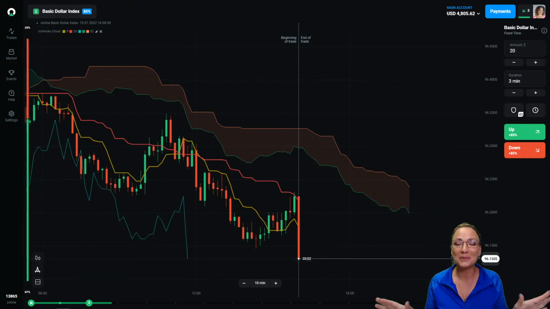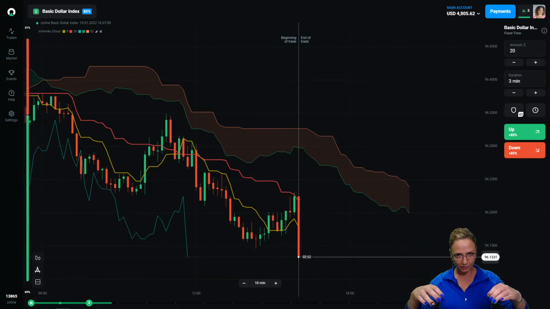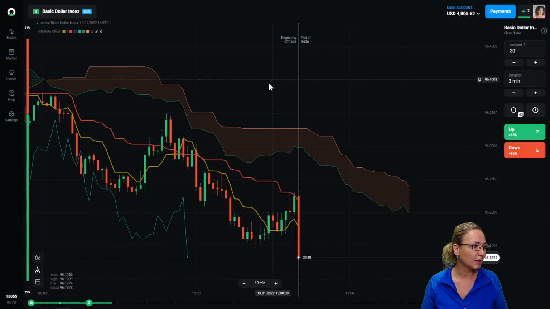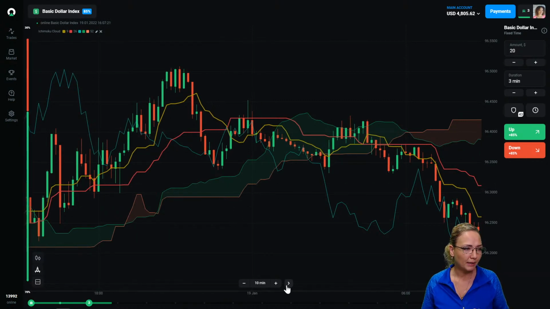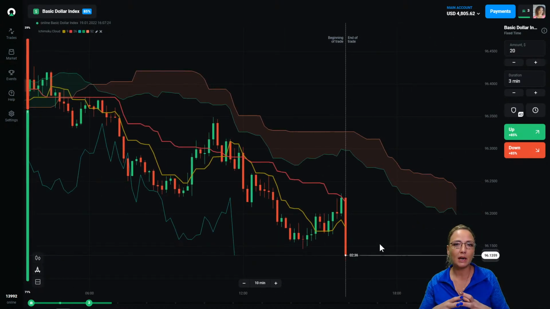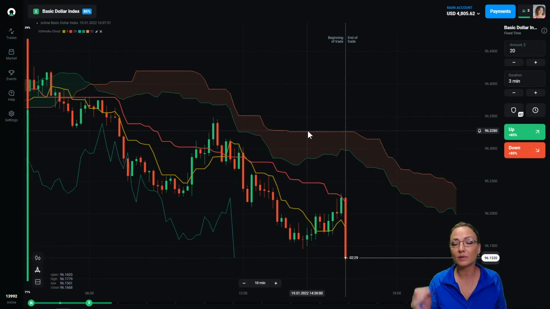So anyway, here are a few tips to remember about the cloud, or in Japanese, the Kumo. If the cloud is red, then the inclination on the market is bearish, so sellers are more in control. If the cloud is green, then the bias on the market is bullish, so buyers are in control. And a lot of times during trading, you can use the Ichimoku Cloud lines, the bottom and the top, as levels of support and resistance.